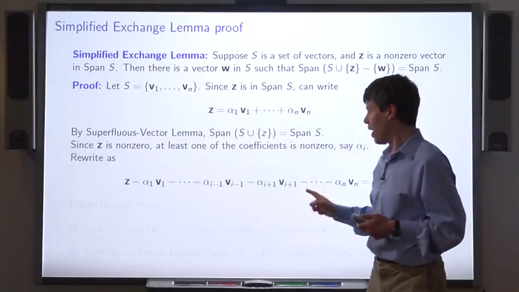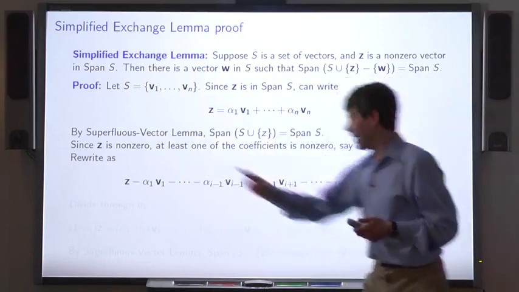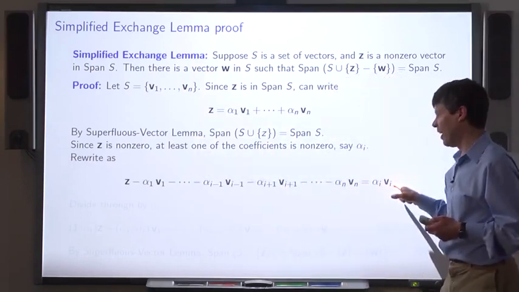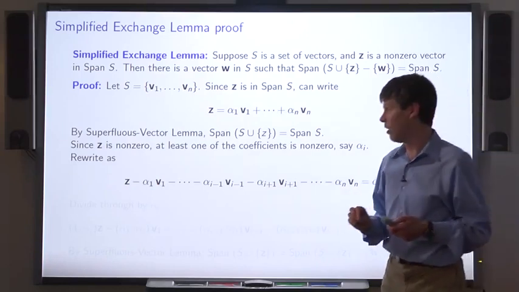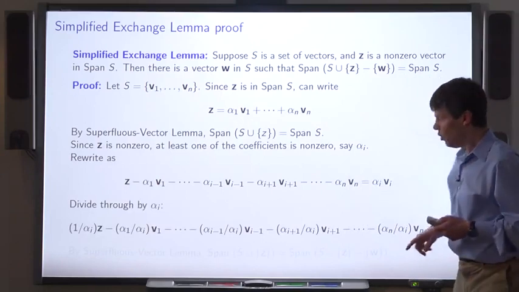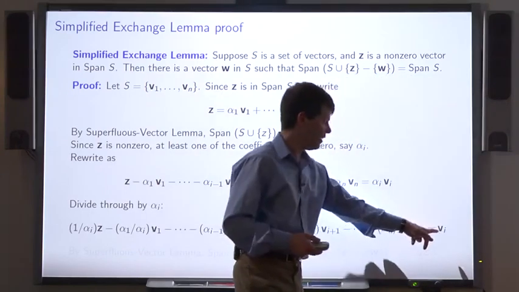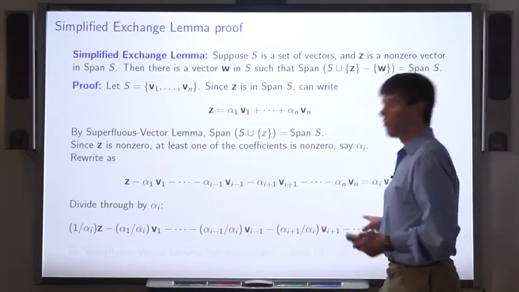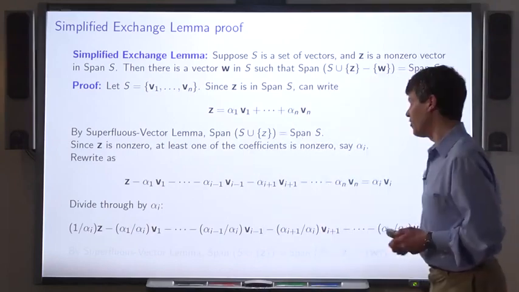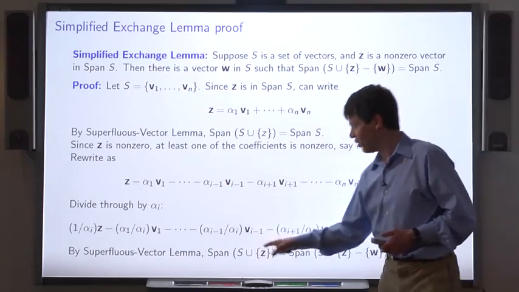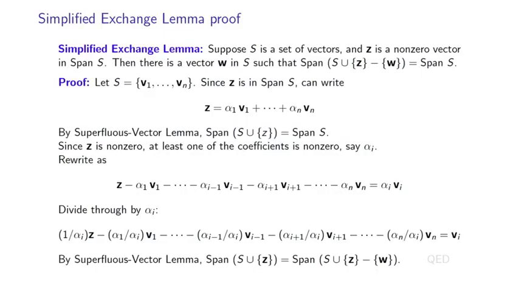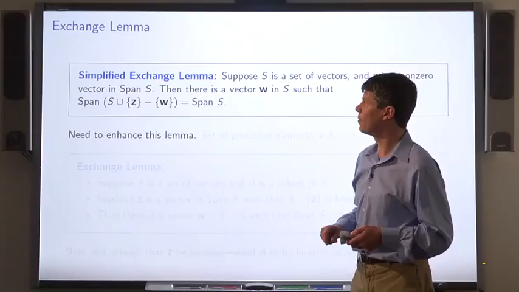Well, we can rewrite this by moving everything over except for alpha i times Vi. And now we divide through by alpha i, which is guaranteed to be non-zero. And we manage to represent Vi as a linear combination of all the other vectors. Using the superfluous vector lemma, therefore, the set spanned by S with Z is the same as the span of the set S with Z but not W. And that proves this simplified exchange lemma.